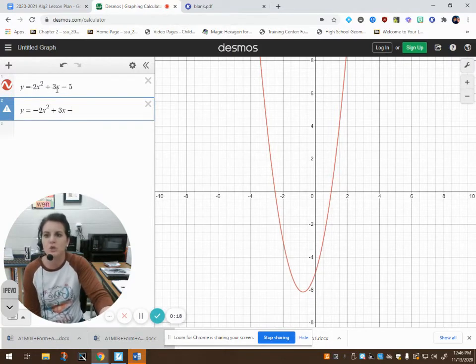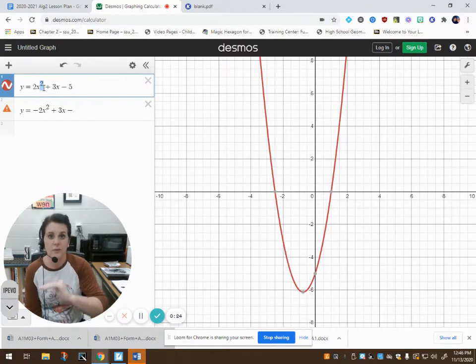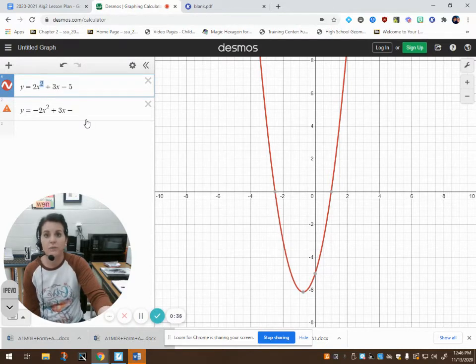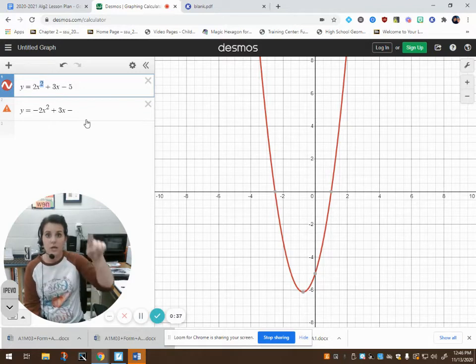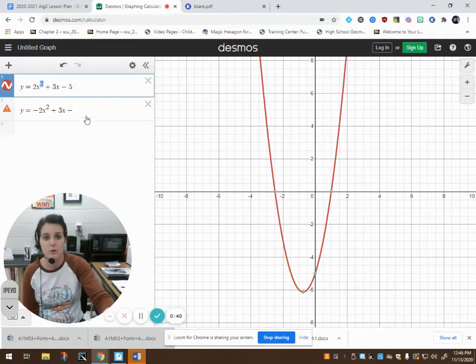Y equals 2x squared plus 3x minus 5. As soon as I see that squared value, I know that this is not going to be a straight line. It's not a linear function. It's nonlinear because I have x raised to a power of 2. Anytime I see something raised to a power of 2, I know that this is a quadratic function and the graph is going to be this parabola shape.